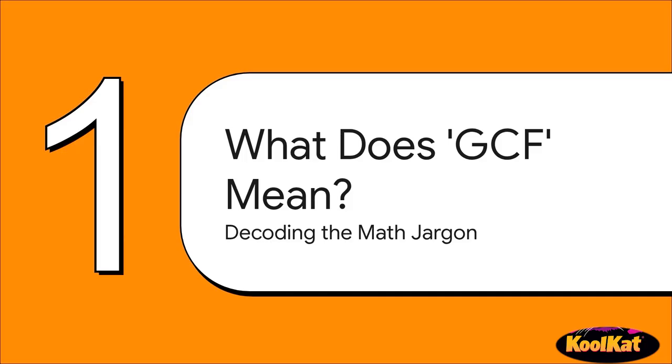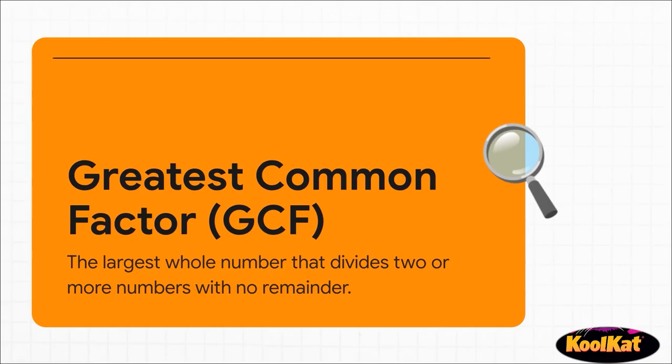Okay, first things first. Let's translate that name. Greatest common factor sounds way more complicated than it actually is. It's just some math jargon for a really simple idea. Here's the official by-the-book definition. It's the largest whole number that can divide into both 20 and 10 without leaving any remainder. Now that's technically right, but it's also a little dry, isn't it? I think we can make it make more sense.